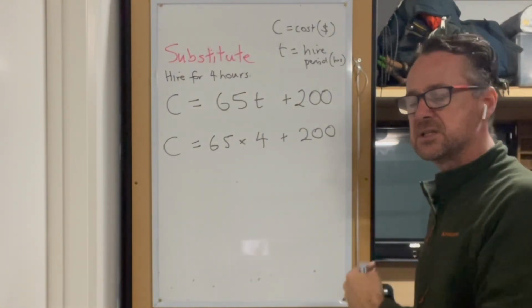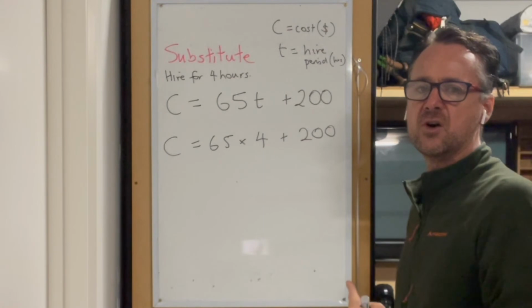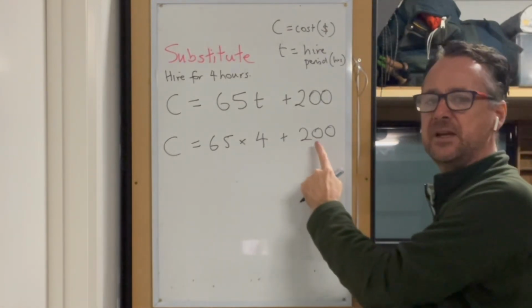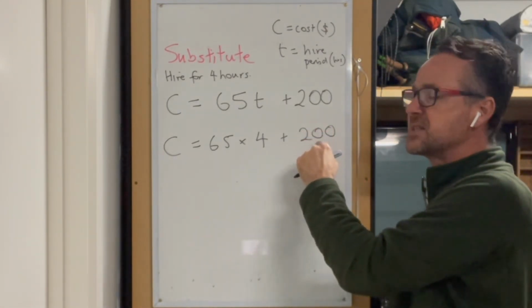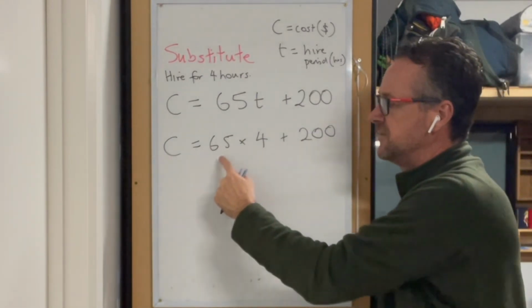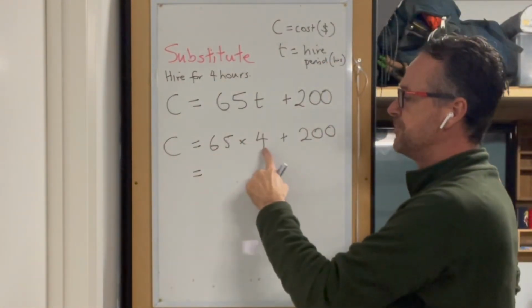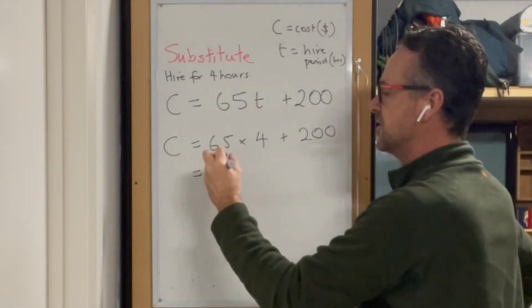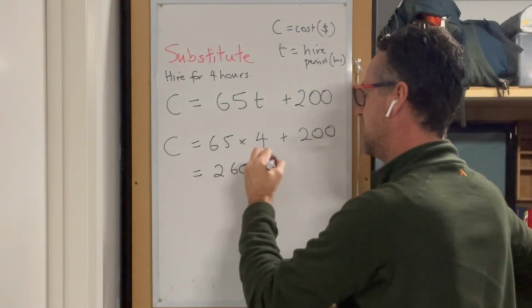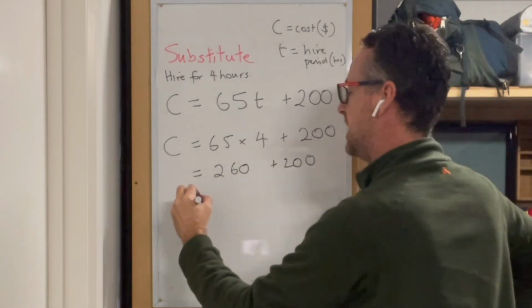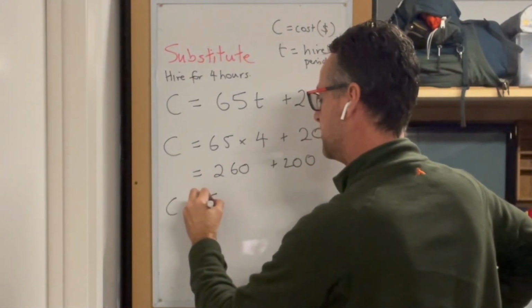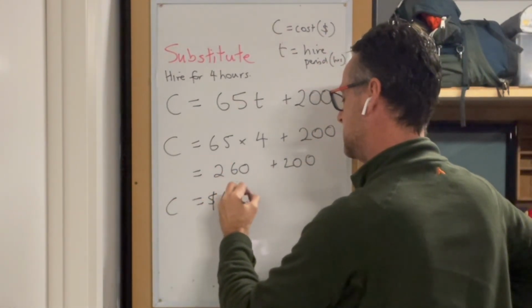Tradesmen often use this. Anyone who hires out their time has what we might call a call out fee or a starting point fee, and then they've got an hourly fee on top of that. So then we can simply do the calculations here. So 4 times 65 is going to be 260 plus 200. And then that means that that's going to end up equaling $460.